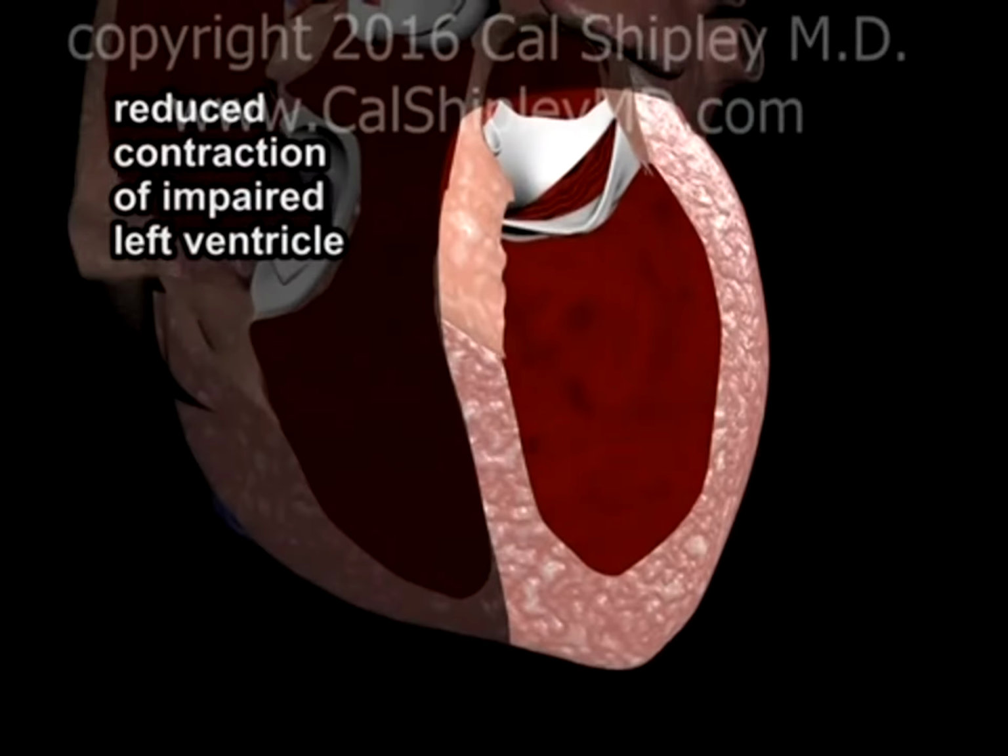In conditions where the contraction of the left ventricle is impaired, the portion of blood pumped into the aorta by the left ventricle will decrease, and this decrease in turn will be reflected by a reduced value for the ejection fraction.